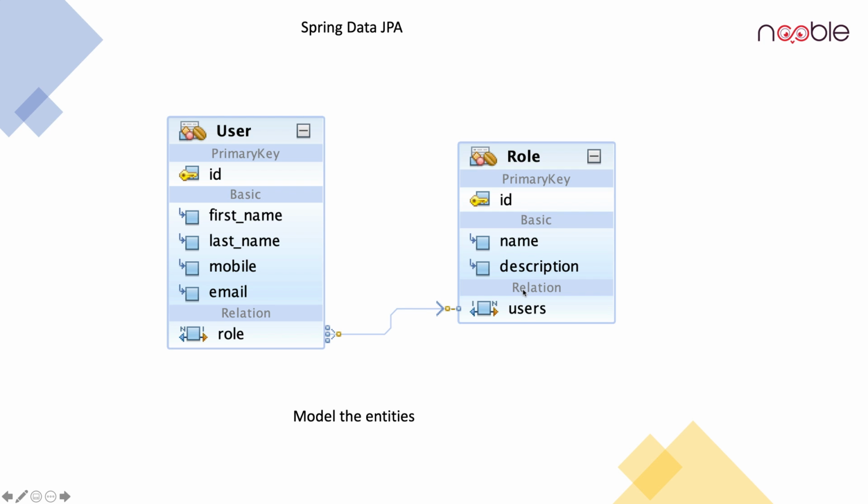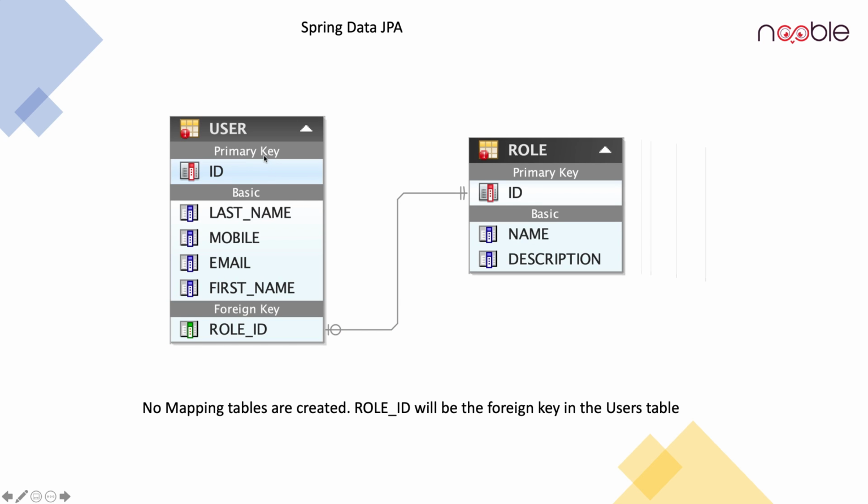Now let us see how it will be represented in the database. We can see we'll get a foreign key, role ID, and in role we'll be defining the list of users. Here no mapping tables are created, only the role ID, that will be the foreign key in the users table.